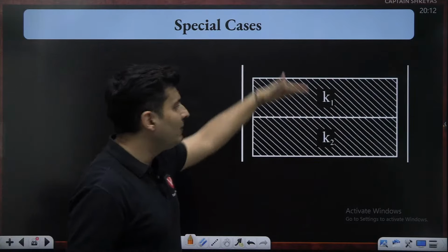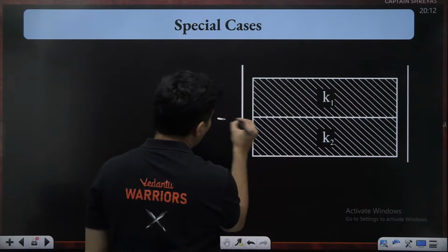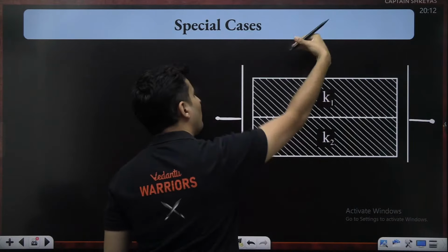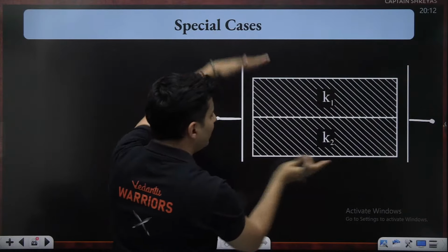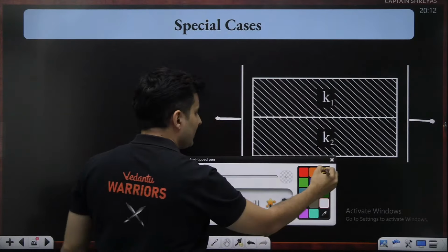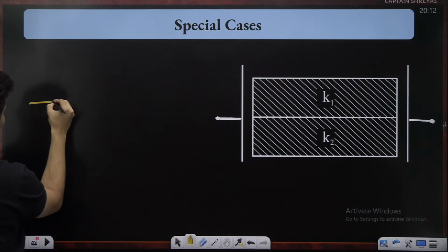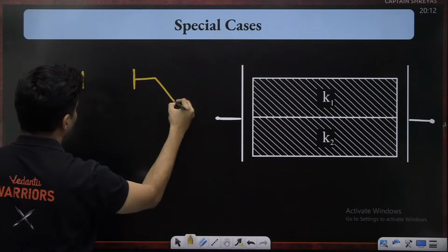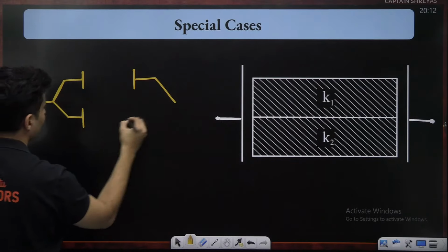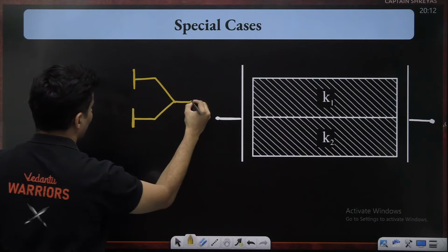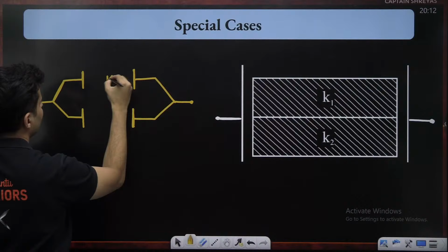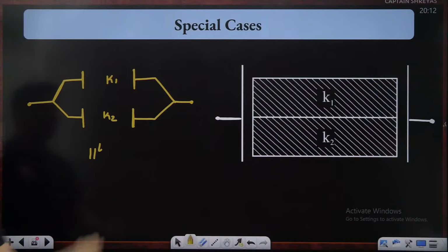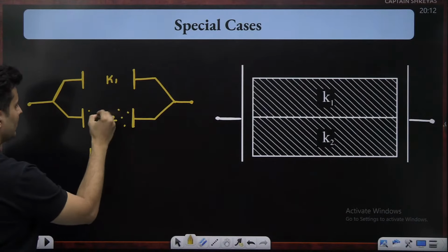Second case is when they are side by side like this. Please understand, now you cannot use our formula because these are the terminals. There is a slab on the top and below, so the charges are going to get distributed like this. In such a scenario, you have no other option but to treat them like parallel capacitors. This is one terminal, this is another terminal, this is K1, this is K2. So treat them like parallel capacitors.